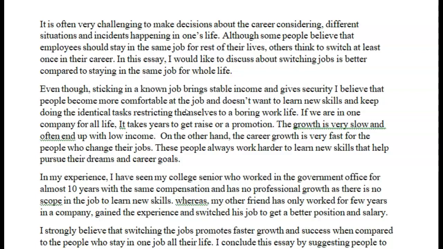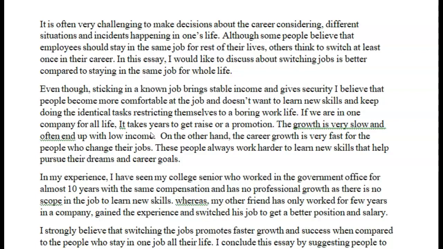If we are in one company for our whole life, lowercase I, it takes years to get a raise or promotion. Why? The growth is very slow and people or employees often end up with a low income. You have to explain this to me, Vijay. Why are you saying this? Why does it take years to get a promotion when you're in the same job? All right. You're giving me ideas, but you're not supporting them and you're not explaining them.